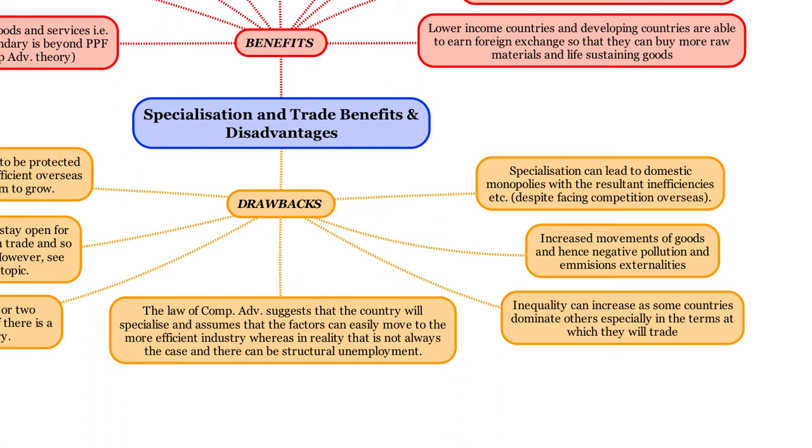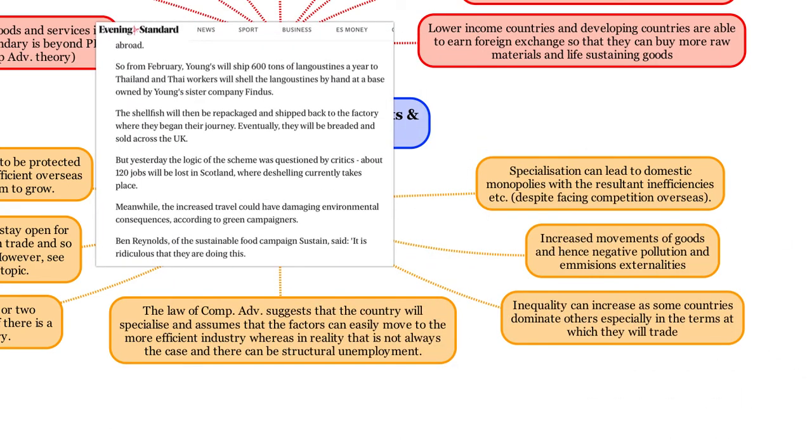Inequality is a big drawback of trade, in the sense that very often some countries are much more dominant than others. So it is argued that developed countries will dominate the developing countries, and so it increases inequality in the world. I think a big one, which possibly you really must mention in any essay, is that this increased movement of goods is going to cause negative pollution and emissions externalities. I'm just going to show you an article.